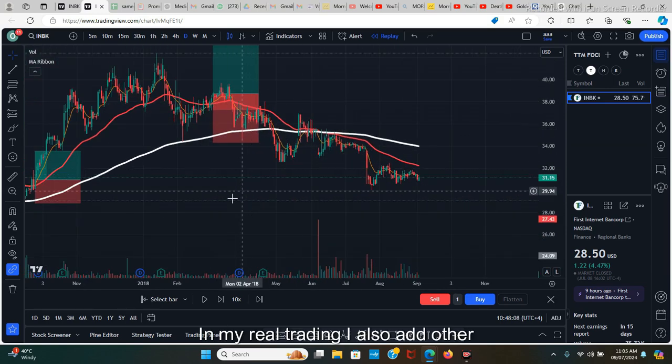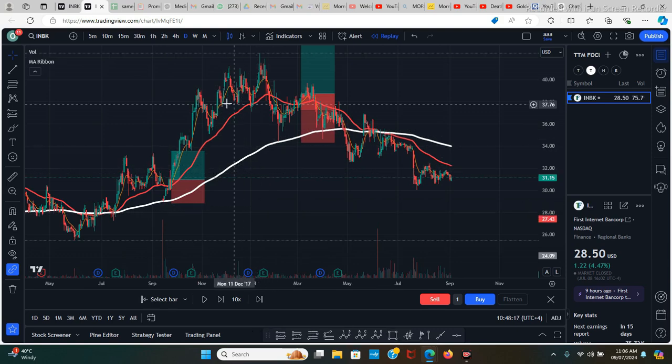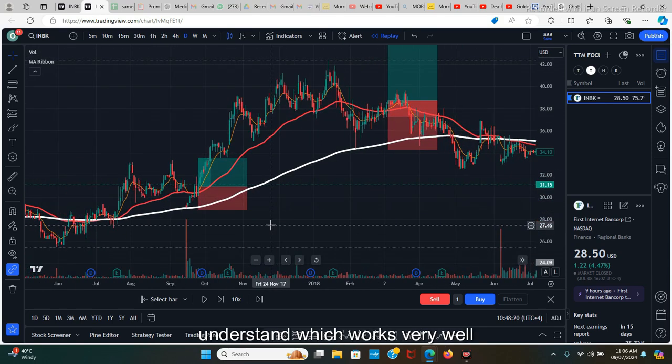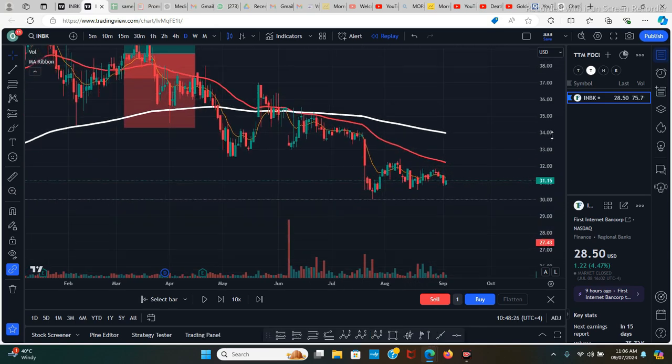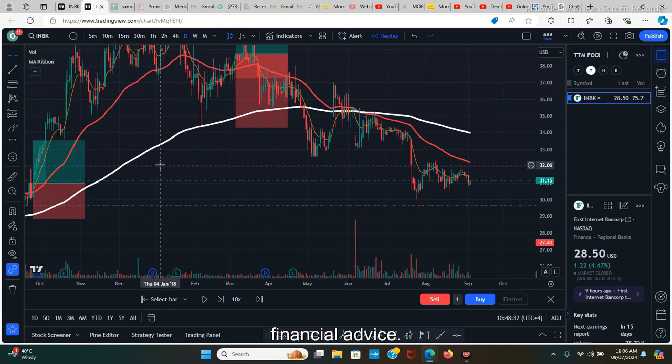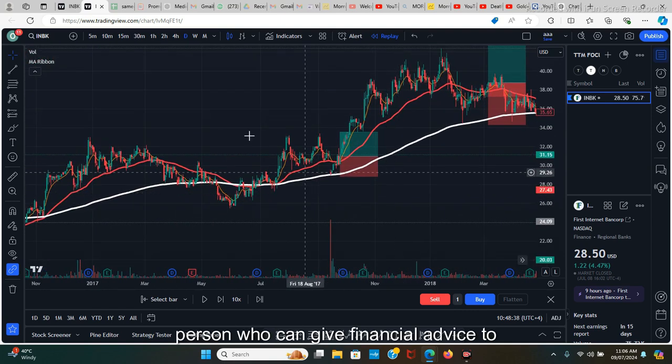In my real trading, I also add other indicators which help in getting a better entry. But this is one of the important things to understand, which works very well in conjunction with price action and other indicators. This is not financial advice. I'm not a person who can give financial advice to anybody.